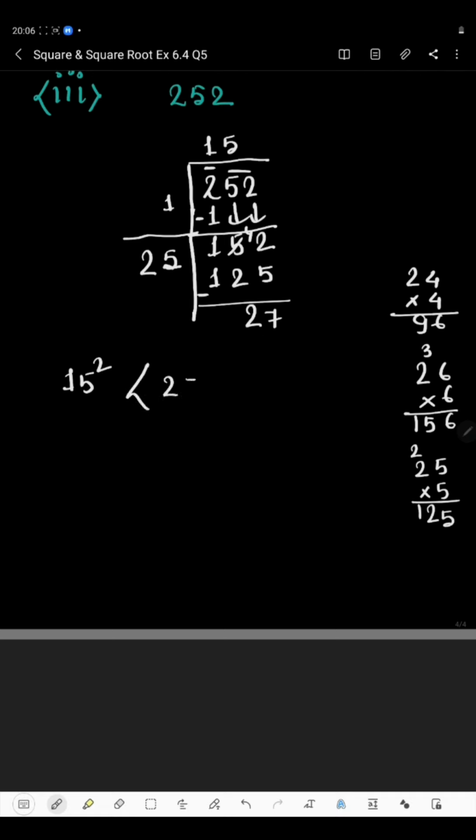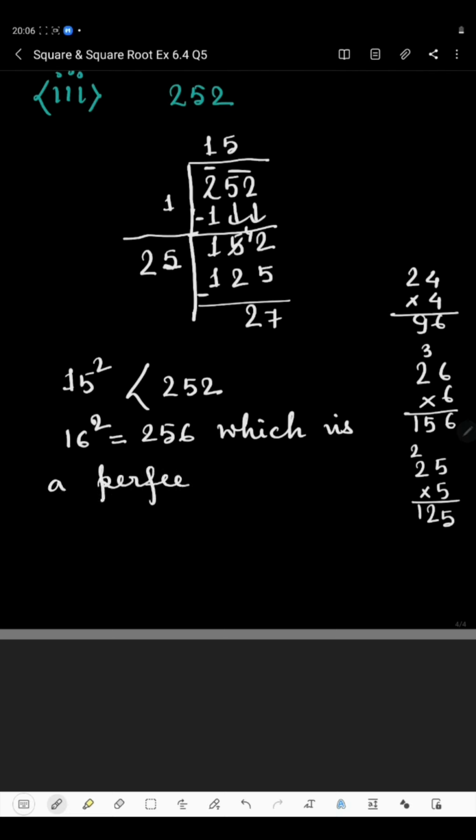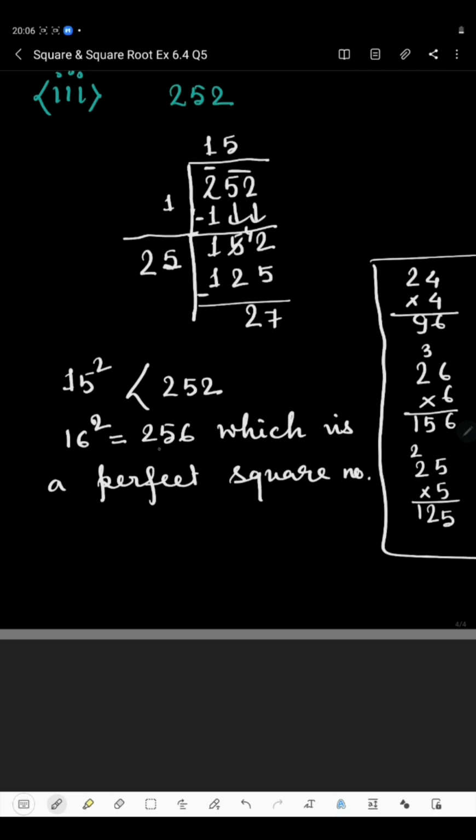So we will have to take the next square number. So after 15, the next square number is 16. So 16 square means 16 multiplied by 16 is 256, which is a perfect square number. So here we have got the perfect square number. Now we will have to find what should be added. Okay, so here we have got the perfect square number 256 and here we have 252. So what should be added to 252 to get 256? It is clearly seen that 4 should be added to 252 to get this square number.